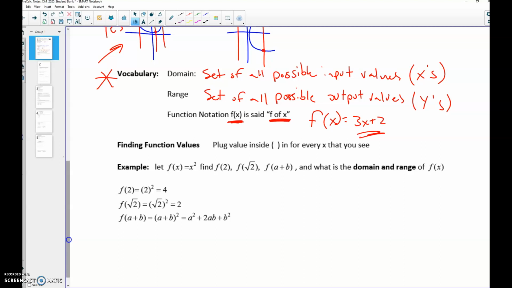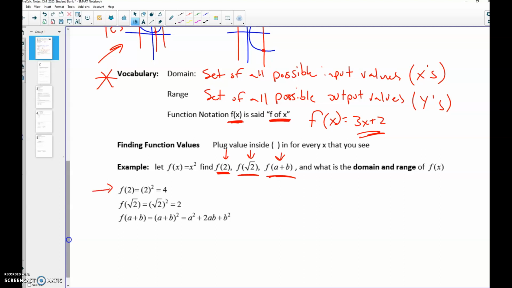Finding function values: plug in whatever you see for your function, plug in for the x in all the x spots. Here we have f of 2, so that means 2 would go in for all your x's. Next example, we have f of root 2, that means root 2 would go in for all your x's. And then we have f of a plus b, so that means a plus b goes in for all your x's.